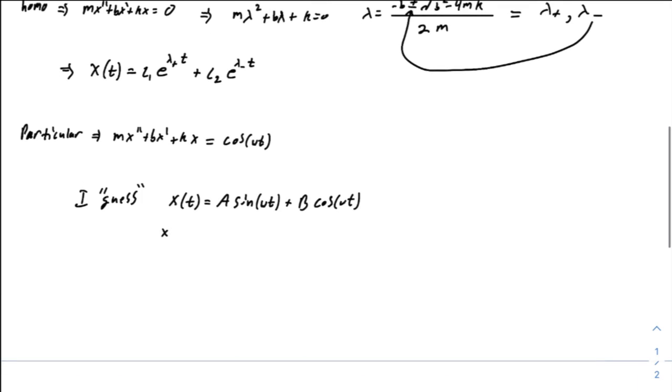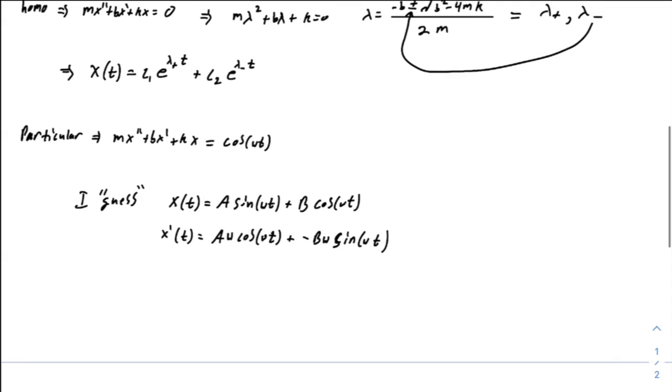So now I can say my x prime of t is equal to a omega cosine of omega t plus negative b omega sine of omega t, and then I get x double prime with respect to time, so just differentiating x prime again, we get negative a omega squared sine omega t minus b omega squared cosine of omega t, right?